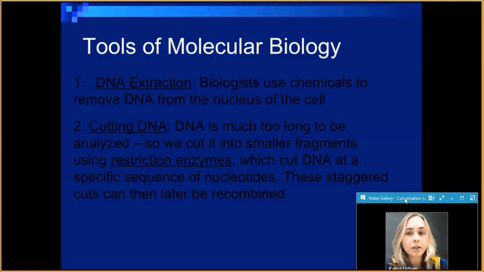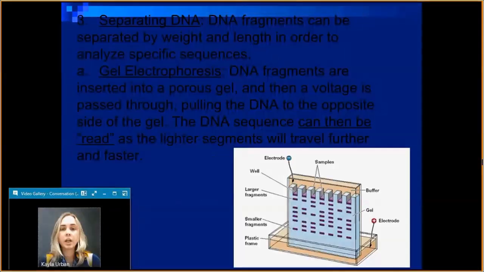Another thing they can do is cut DNA. DNA is much too long to be analyzed, so we cut it into smaller fragments using restriction enzymes. They cut DNA at a specific sequence of nucleotides, and then the staggered cuts can later be recombined.